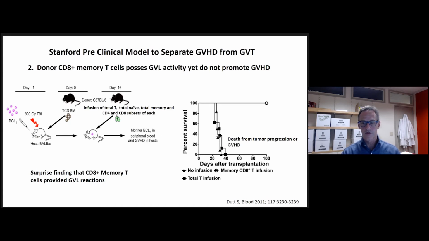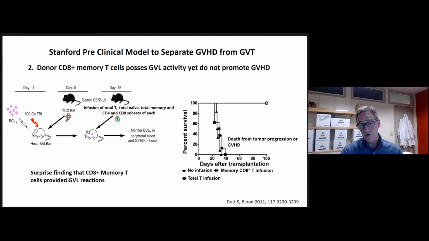And sort of a summary slide of it is shown here in the right-hand part, percent alive on the y-axis, days after transplant. And basically, it shows that animals are dying either from graft versus host or tumor progression if various subsets are given. But the only subset that had absolutely no GVHD and still provided anti-tumor reactivity was not total memory. That still caused a little GVHD, but CD8 memory T cells.